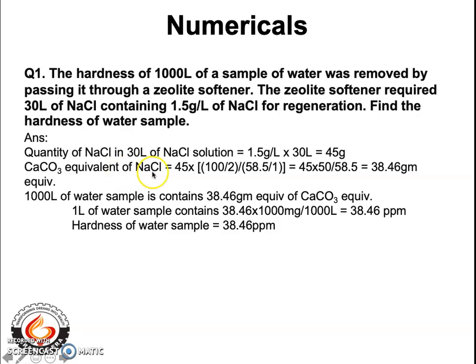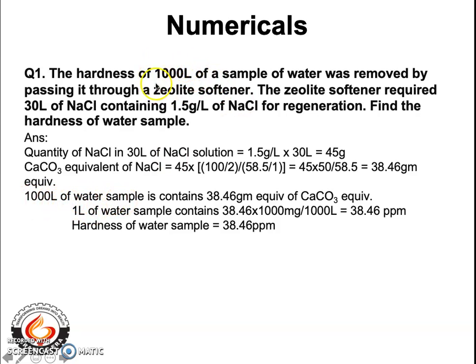The calcium carbonate equivalent of sodium chloride is 45 into the molecular weight of calcium carbonate divided by 2, that is 100 divided by 2, whole divided by the molecular weight of sodium chloride divided by the valency. Sodium chloride has a valency of 1 and a molecular weight of 58.5. After putting all these values in the formula, we get the calcium carbonate equivalent of sodium chloride as 38.46 gram equivalents. So 38.46 gram equivalents of calcium carbonate equivalent was present in this 1000 liter water sample.